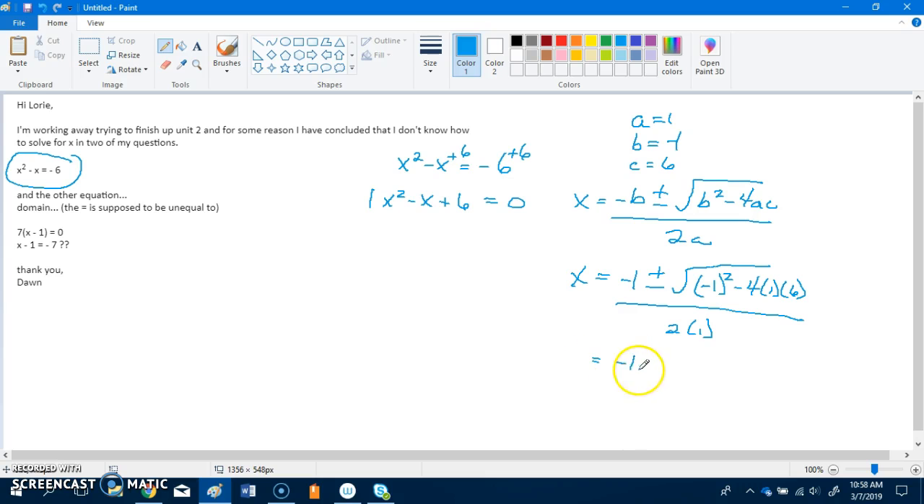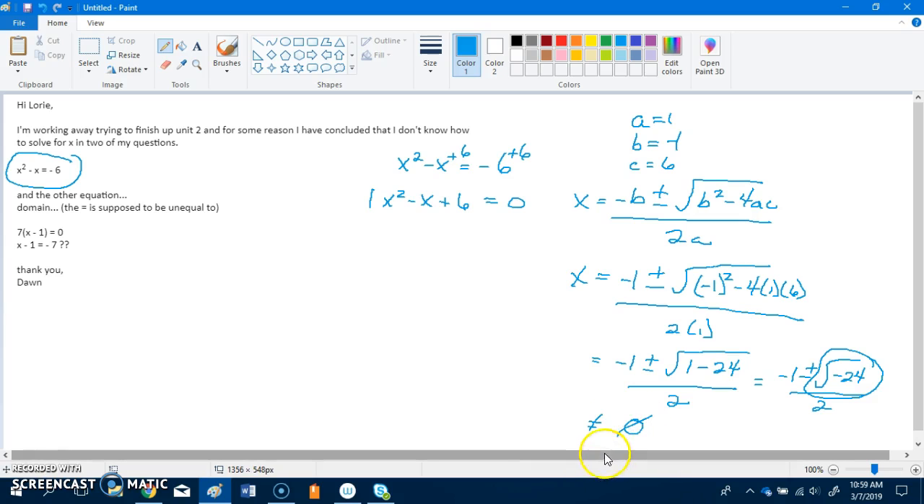And then when I simplify, I'll get +1 minus 24 all over 2. And then this becomes -1 plus or minus the square root of -24 over 2. And here lies the problem with this one, is that you can't take the square root of a negative number. So that means that the answer is undefined.